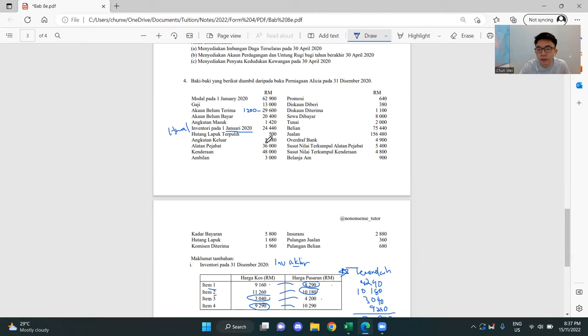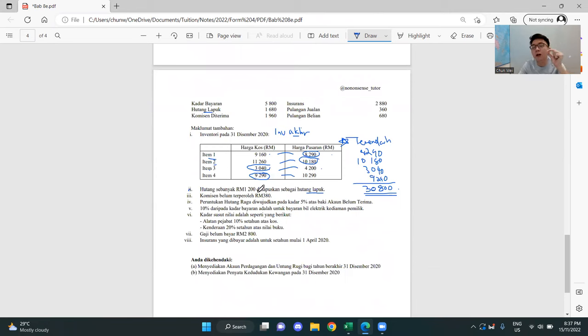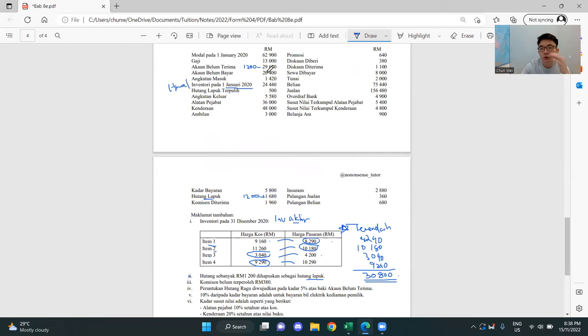Please take note for your account. Whenever you do a pelarasan, you always have to appear on two places, debit and credit. So there are two accounts that you have to adjust for the pelarasan. Let's say now you're doing hutang lapuk, 1,200 ringgit. One, you adjust in the akaun belum terima. And another one, you have to adjust into your akaun hutang lapuk. In your akaun hutang lapuk, there is a 1,680 here. Can you see hutang lapuk? Because you got another hutang lapuk, your hutang lapuk has increased. So from 1,680, you have to add another 1,200 of hutang lapuk baru. The same figure will appear on two places: one in your akaun belum terima, another in your hutang lapuk. That's how we record hutang lapuk.